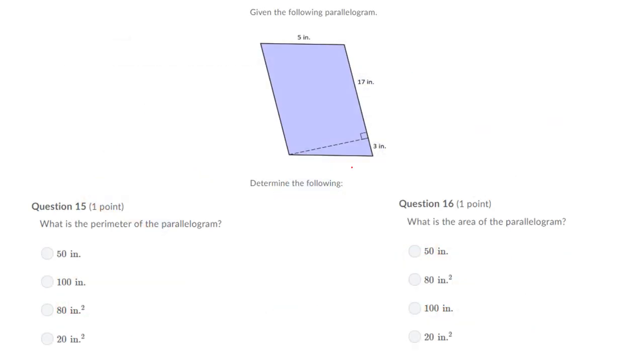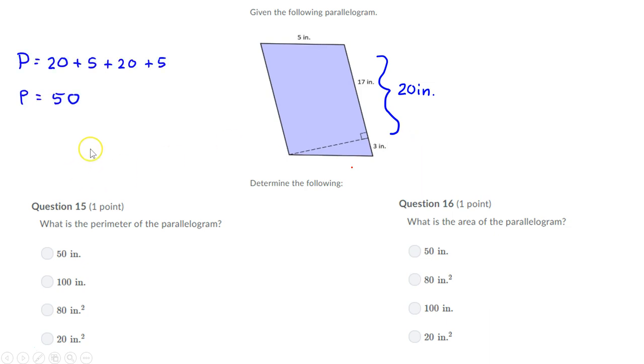Now in this one here, you're given a parallelogram and you're asked to find the perimeter and the area. Now the perimeter is just adding up the 4 sides of a parallelogram. I can see that this side here is 5 inches. This one here is split up into a 17-inch part and a 3-inch part, but together that is 20 inches. And these opposite sides, this opposite side here should also be 20 inches, and this opposite side should also be 5. So basically the perimeter is going to be 20 plus 5 plus 20 plus 5, or 50.